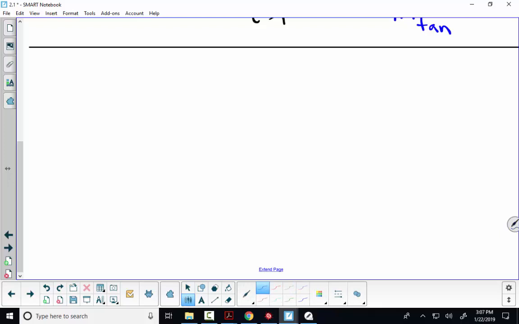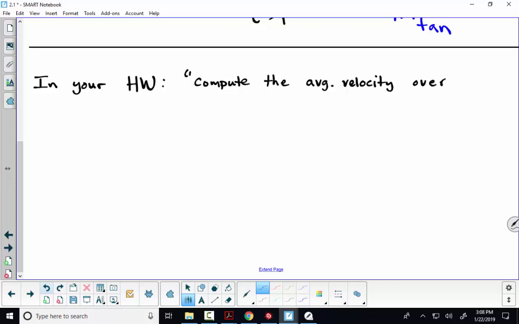I will mention, though, that in your homework, they have you compute the average velocity over a more generic interval from 1 to 1 plus h.